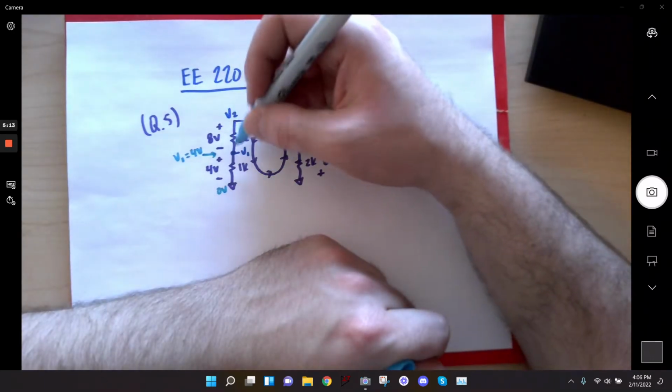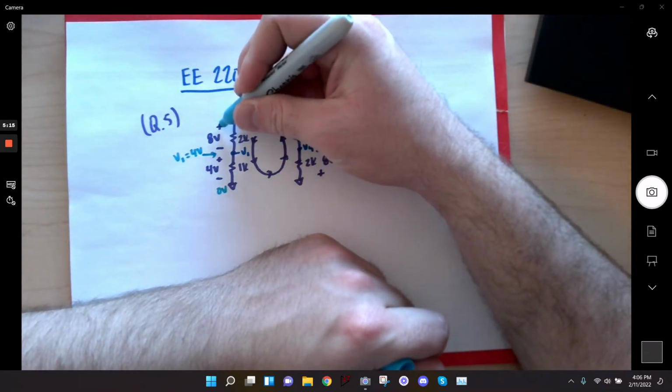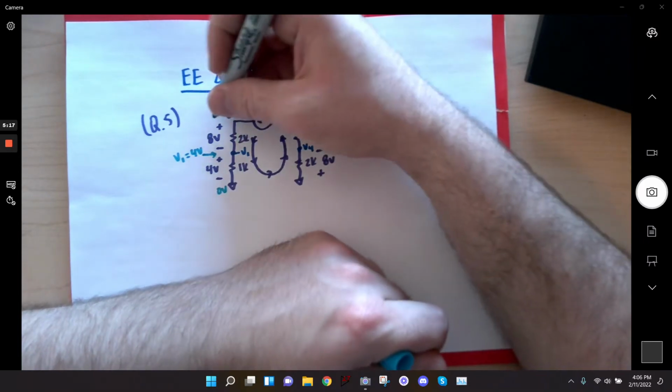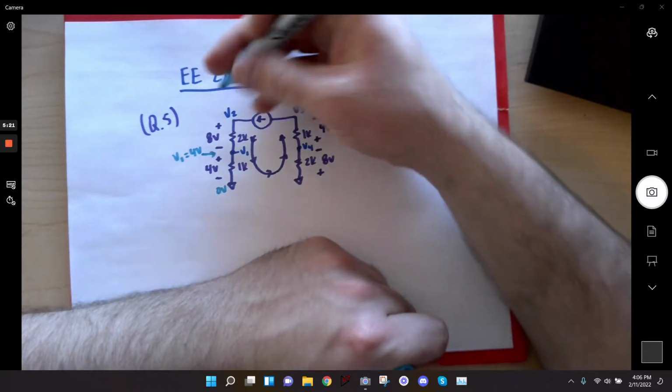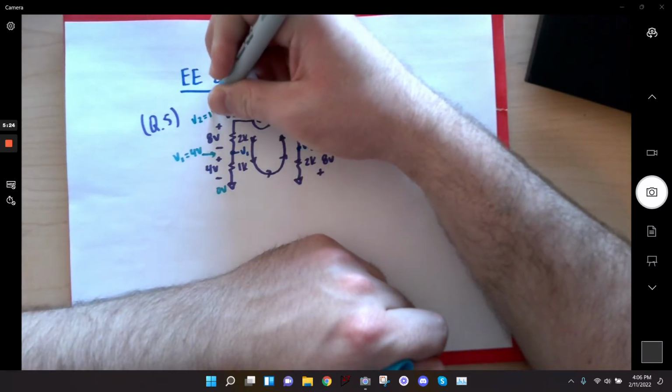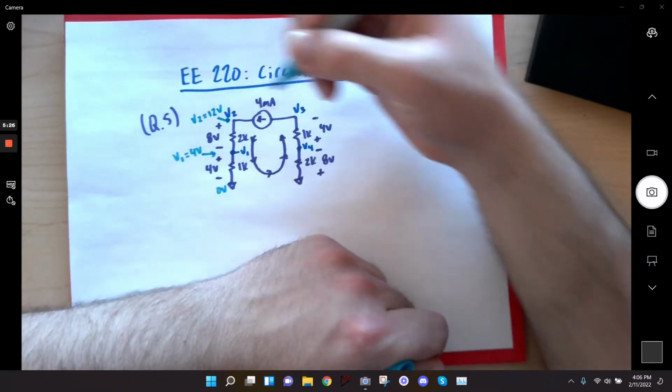And then V2, I'm starting at a lower potential, and I'm going to a higher potential by 8 volts. So that means that V2 is 12 volts because it's 4, which is what I'm starting at, and I'm going up by 8. So V2 is 12 volts, and that's that node, right?